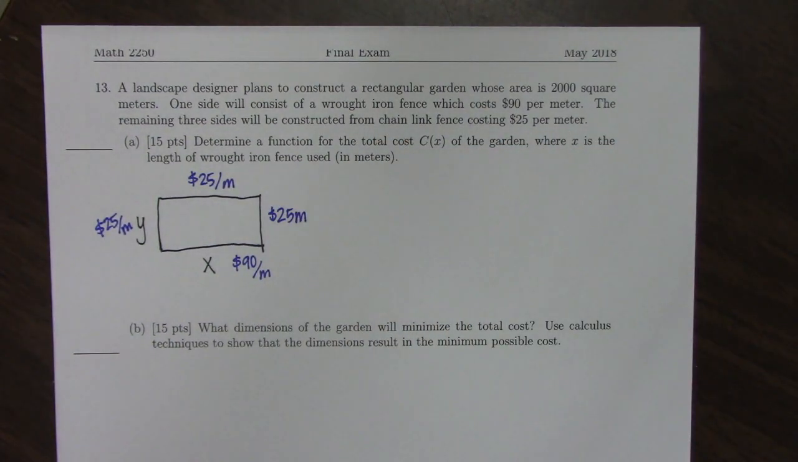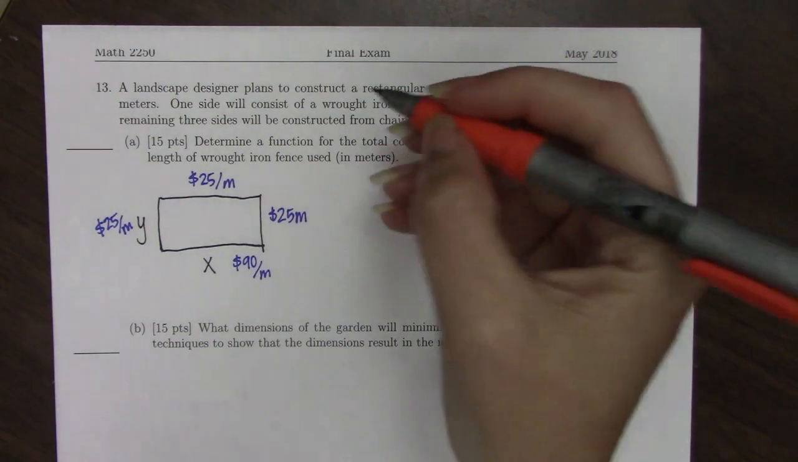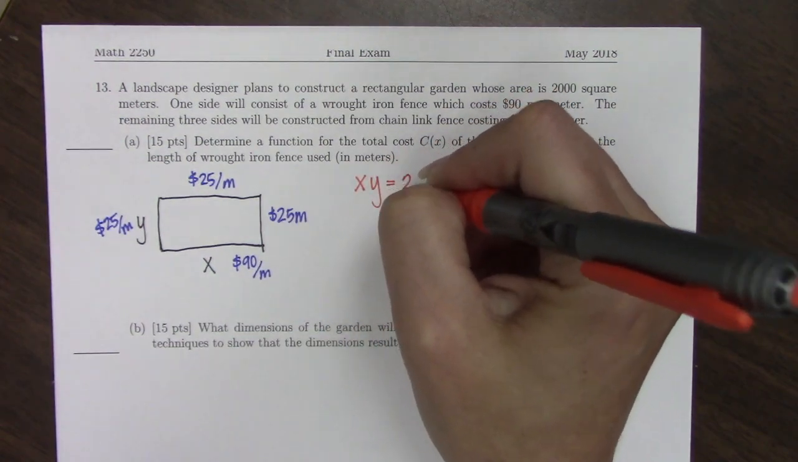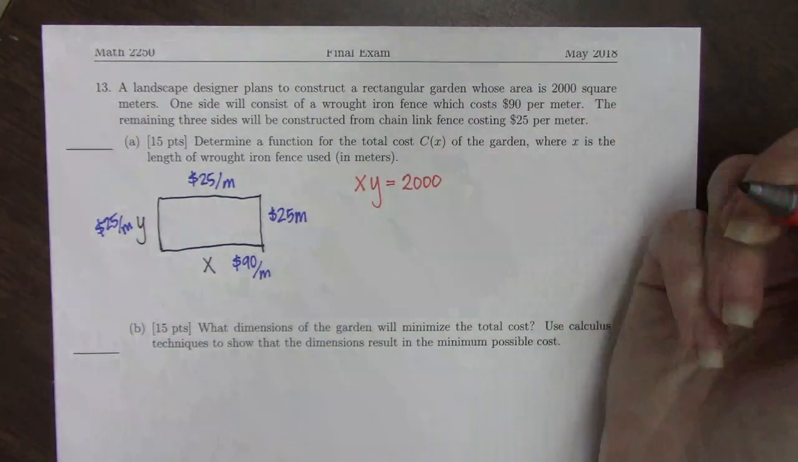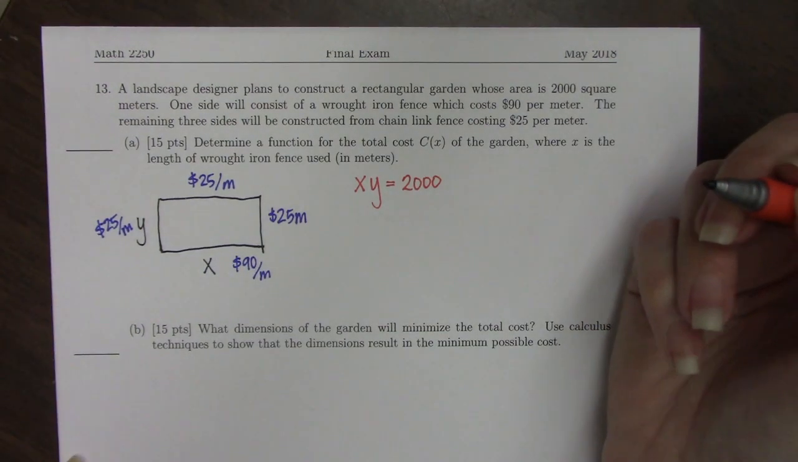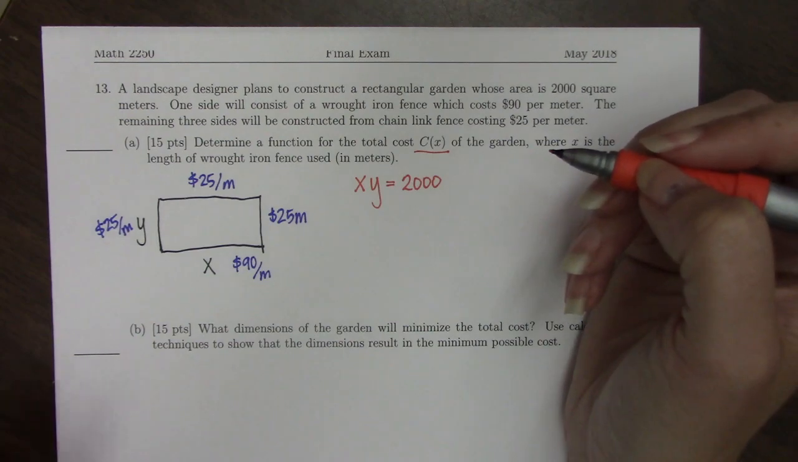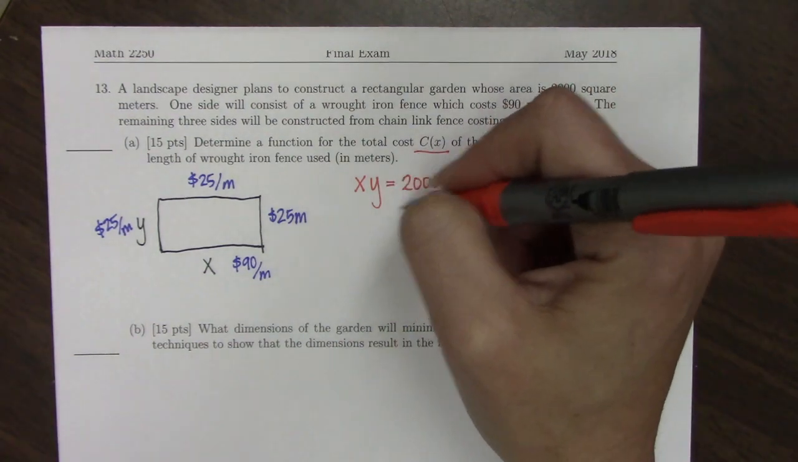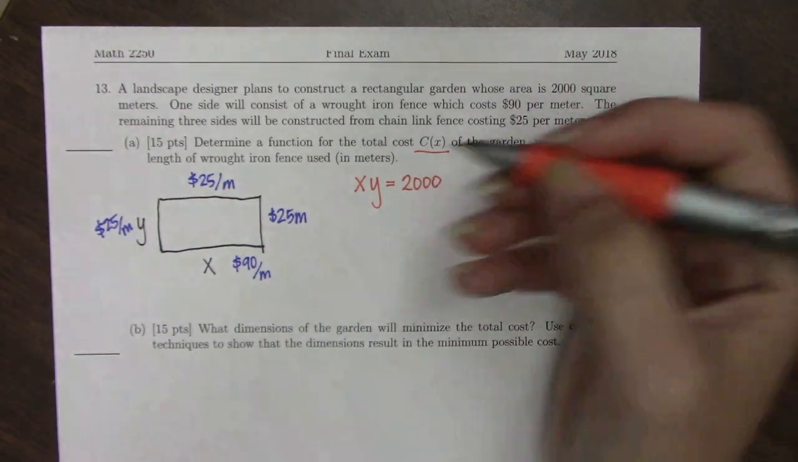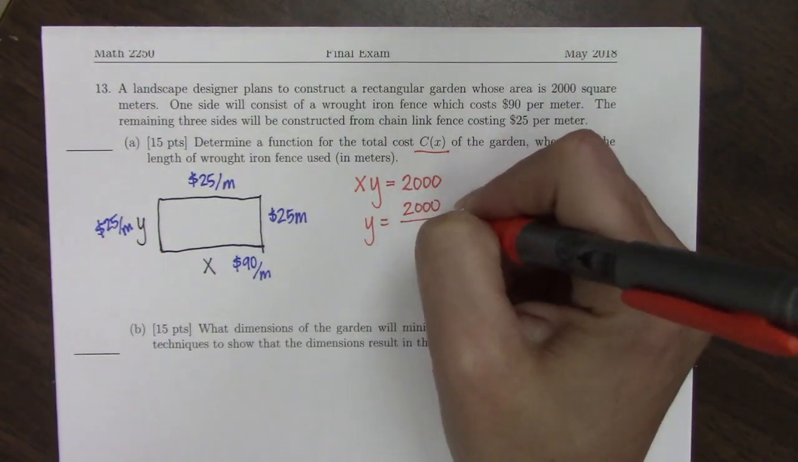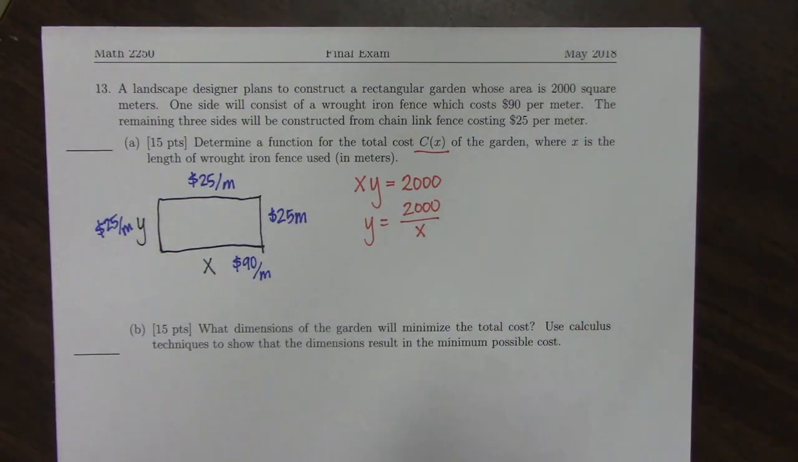The constraint equation we were given was that the area of the garden must be 2,000 square meters. So the area of this garden is going to be x times y, and that must be 2,000. We want our cost function to be a function of x, so if we want x to be left in the equation, we should actually solve the constraint for the opposite variable. So y will be 2,000 divided by x.